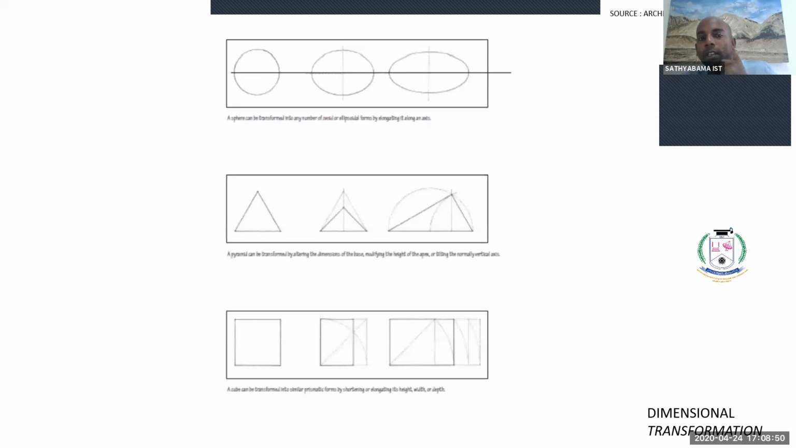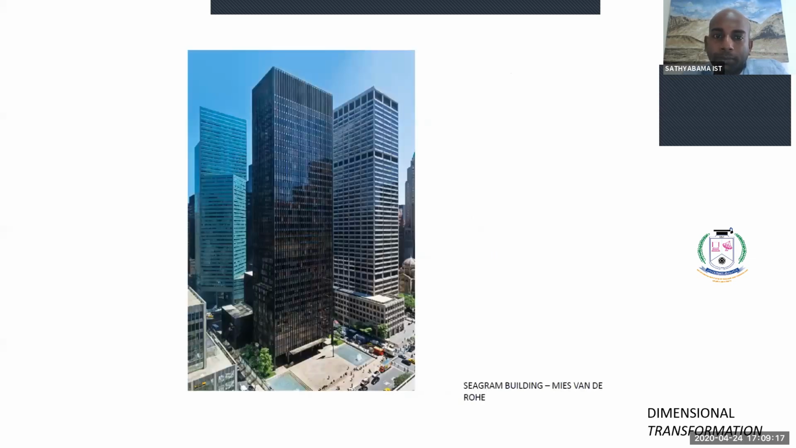Another example is a triangle, right? In a triangle, you can adjust the height, you can adjust the point where you have the vertical axis. Similarly, a square, right? When you manipulate, squeeze, or extend the dimensions of a square, you end up with different types of rectangles, right? So these are examples of two-dimensional transformation.